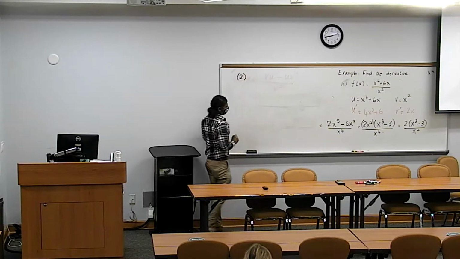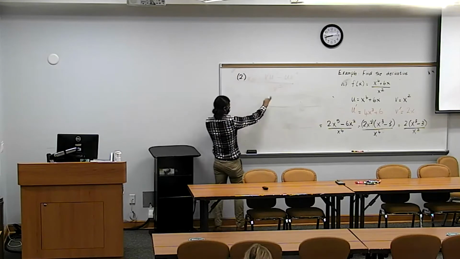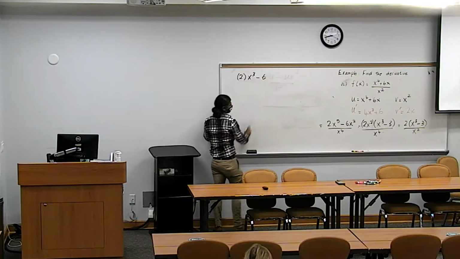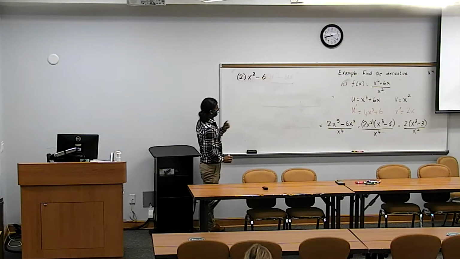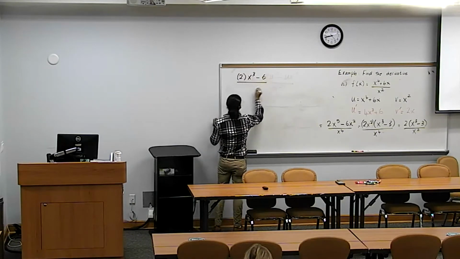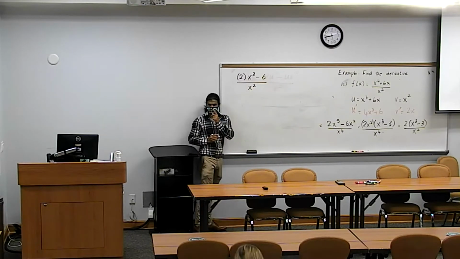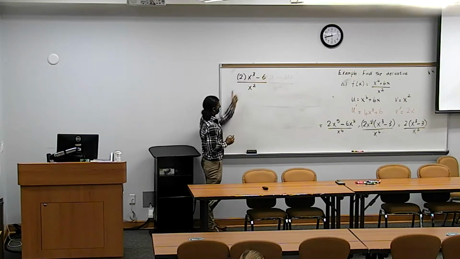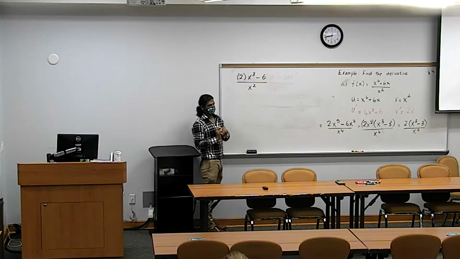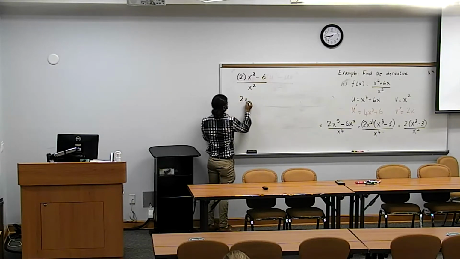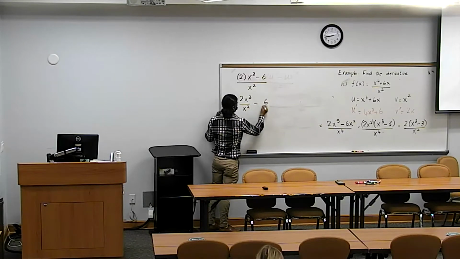I'll have the 2 distributed again. I have x cubed minus 6 and divide by x squared. Yes? Could I split the numerator? In other words, could I write it as 2x cubed over x squared minus 6 over x squared?